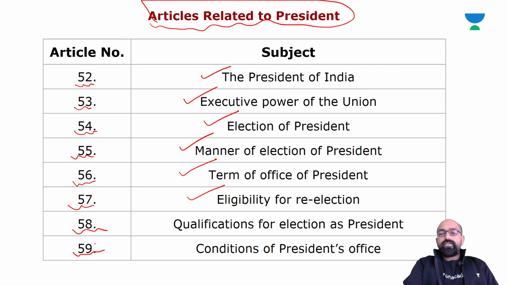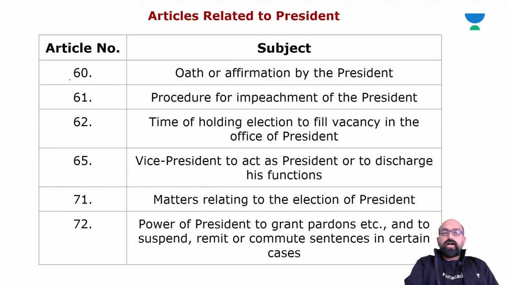and Article 59 describes conditions of president's office. Article 60 describes oath or affirmation by the president. Article 61 is the procedure for impeachment of the president. Article 62 is the time of holding election to fill vacancy in the office of president. Then Article 65 describes the vice president to act as president or to discharge his functions. Then Article 71 talks about matters relating to the election of president. Article 72 talks about the power of president to grant pardons, etc., and to suspend, remit, or commute sentences in certain cases.